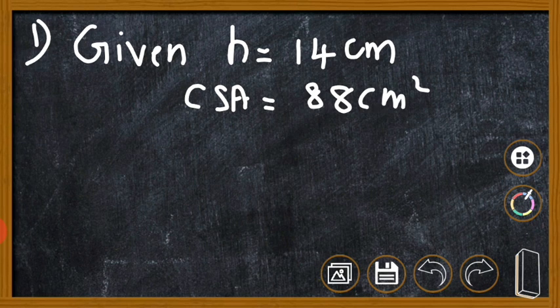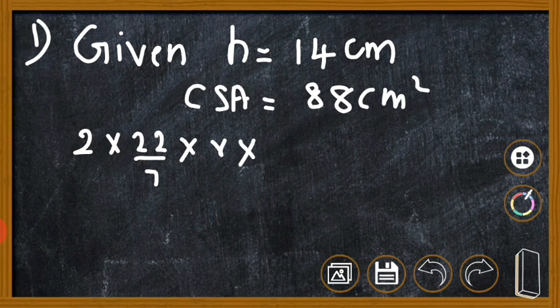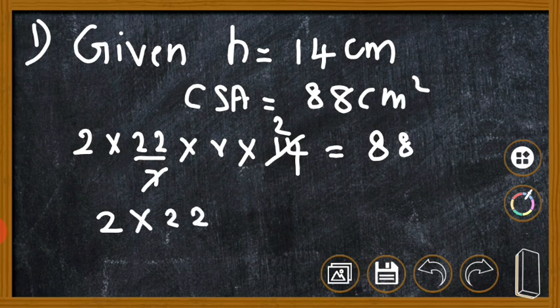But we know the CSA formula, 2 pi r h. The value of pi is 22 by 7. So 2 into 22 by 7. r is not given, but h is given. h is 14, equal to the CSA, 88. And we have to find the diameter of the base. So here 7 and 14 we can cancel. So what is remaining? 2 into 22 into r into 2 is equal to 88.